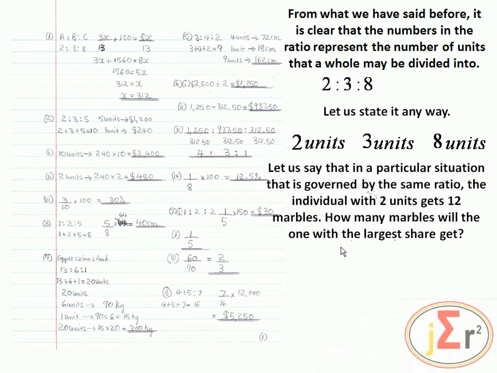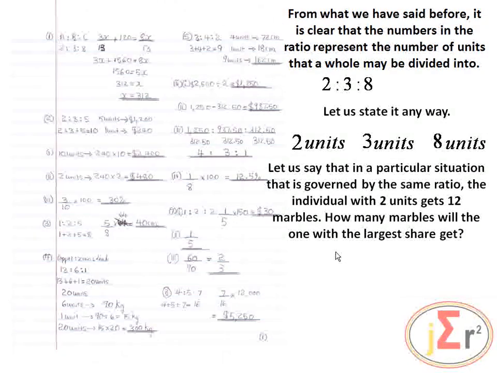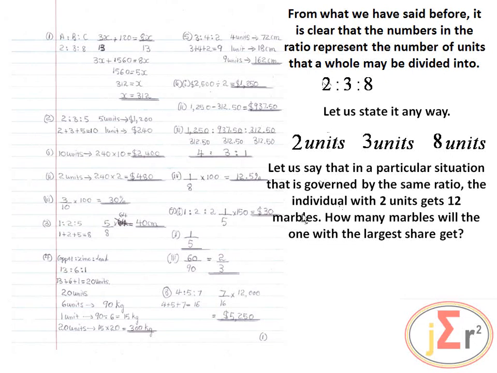Let us say that in a particular situation that is governed by the same ratio, the individual with 2 units gets 12 marbles. How many marbles will the one with the largest share get? So the question could have been stated in another way. The one with the smallest share got 12 marbles.